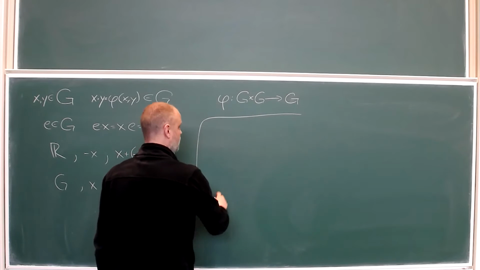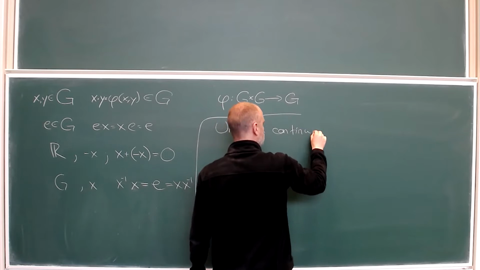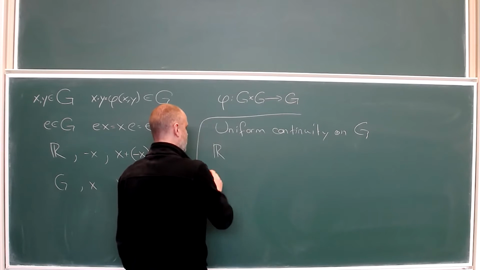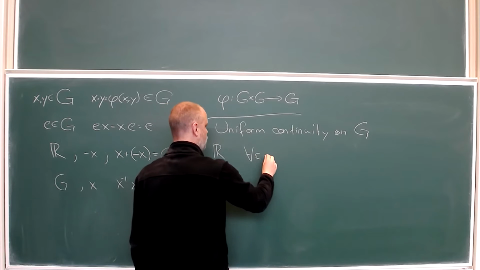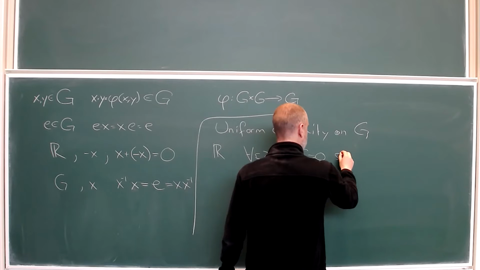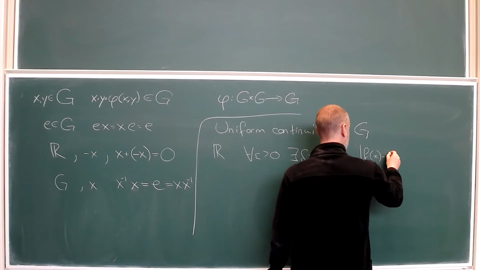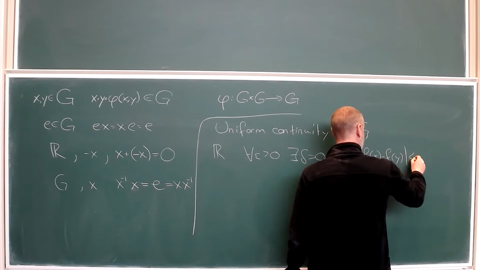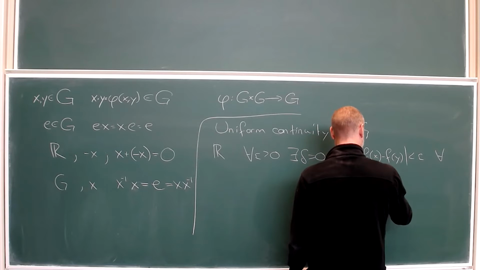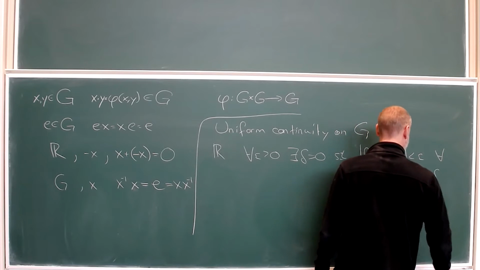So how would we define uniform continuity on a group? If we have the real line, the definition is: for all epsilon bigger than 0, there exists a delta bigger than 0, such that a function f is uniformly continuous if |f(x) - f(y)| is less than epsilon for all x and y such that |x - y| is less than delta.